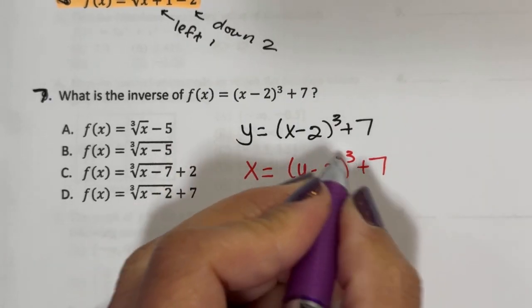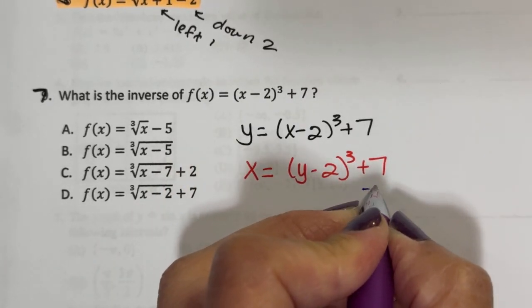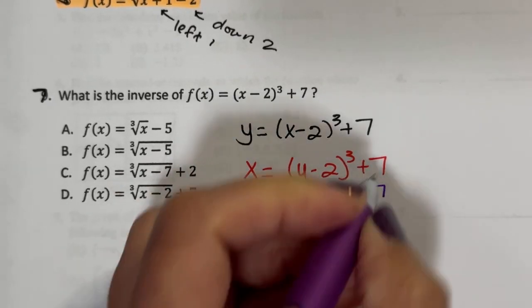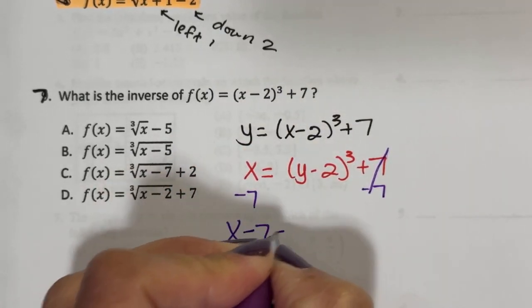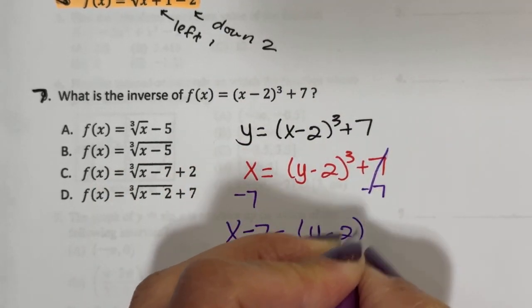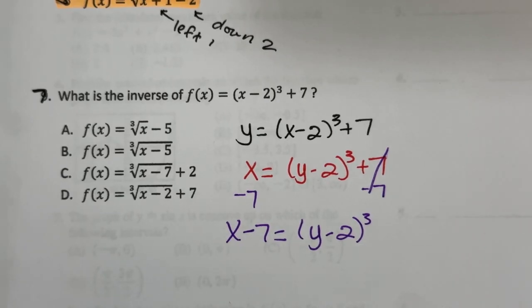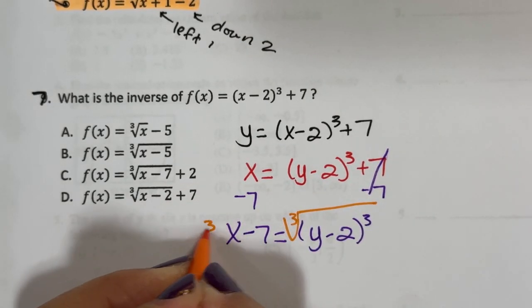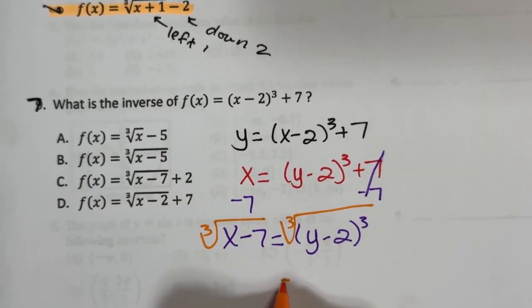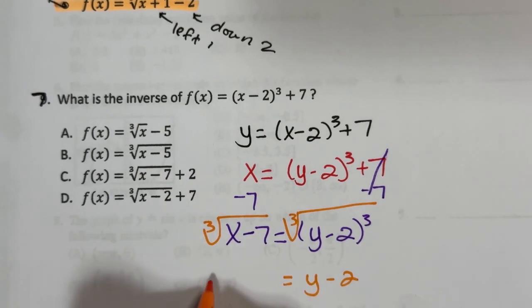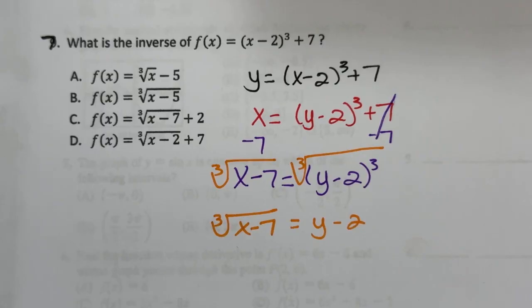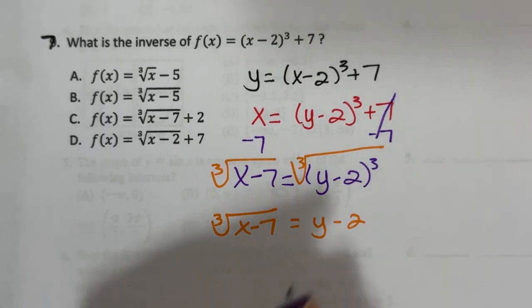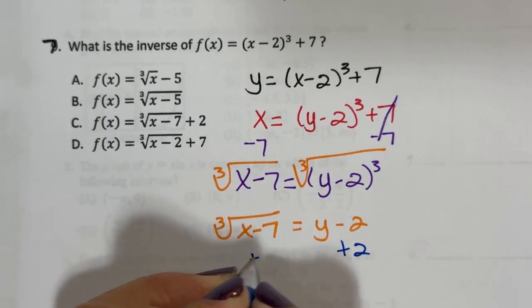So we need to start isolating this. We need to move that plus 7, which means we have to do the opposite, which is subtract. So x minus 7 equals (y minus 2) cubed. And then we have to undo the cube, and we do that by taking a cube root on both sides. So poof, the y minus 2 gets to come out because it was a cube, and we cube rooted it. On the other side, it's just the cube root of x minus 7. We have one more thing to do to solve for y, and we need to get rid of that minus 2, so we're going to need to add 2 to both sides.